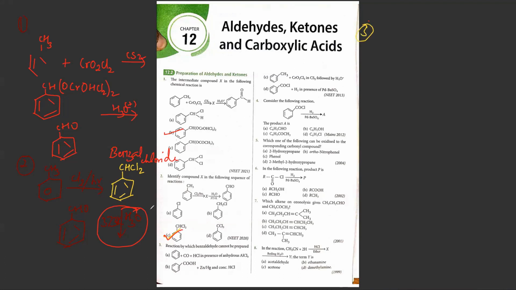Now we'll see the third one. The second question was asked in NEET 2020. Next, the reaction by which benzaldehyde cannot be prepared. Which is the reaction in which benzaldehyde can be prepared? See the reactions, four options. This question was asked in NEET 2013.